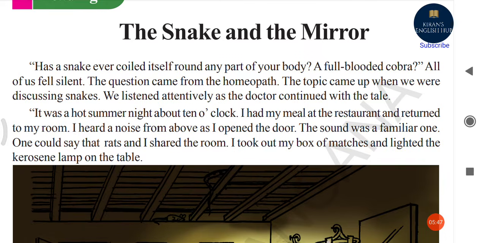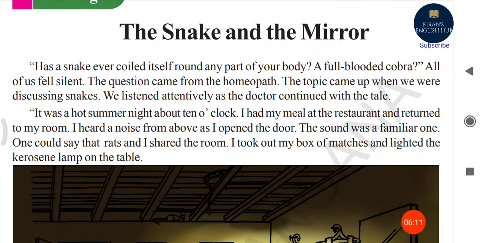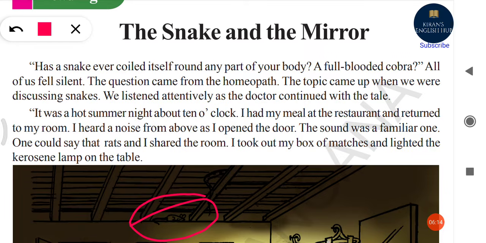So the sound was a familiar one, the usual, habitual sound. One could say that the rats and I shared the room. I took out my box of matches and lighted the kerosene lamp on the table. If anybody visits his room, they can say that the rats and the doctor were sharing the room. You can see in the picture itself, you can see rats here. I think this is also a rat there. I'm not sure about it. But you can see all those rats there.